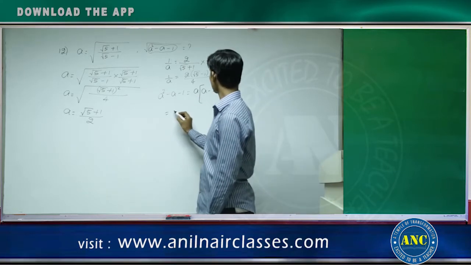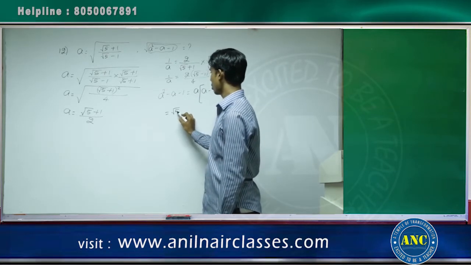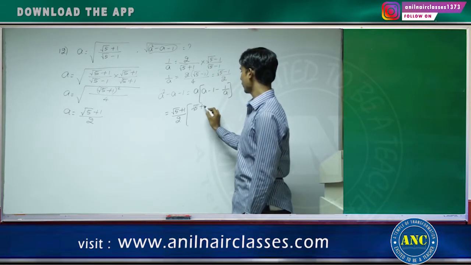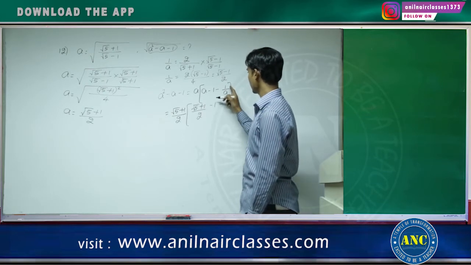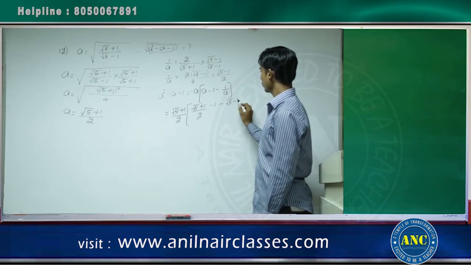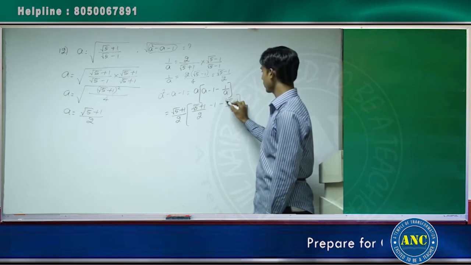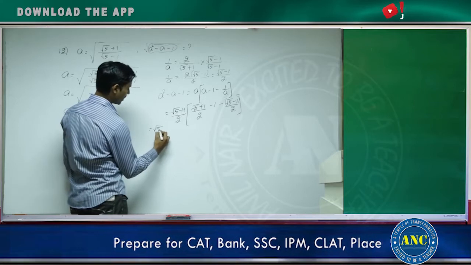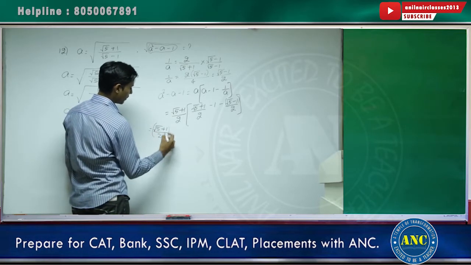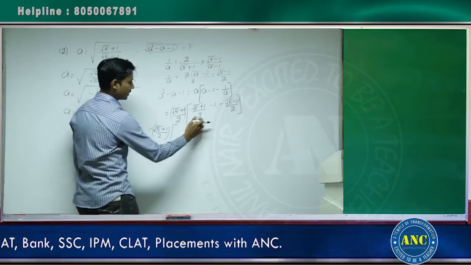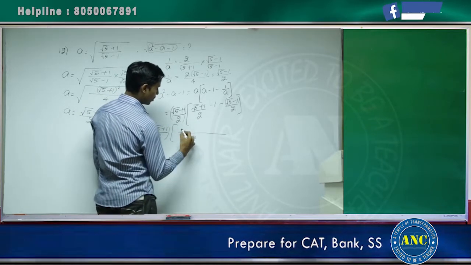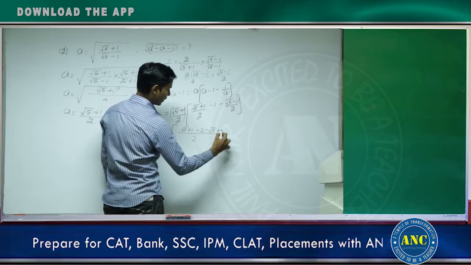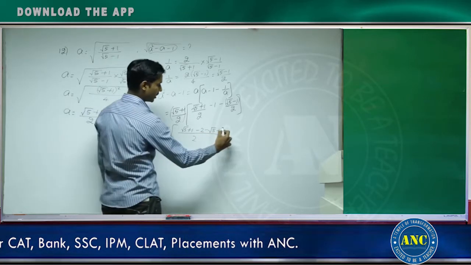Right? Now a is nothing but root 5 plus 1 by 2, into a is again nothing but root 5 plus 1 by 2 minus 1, minus 1 by a, which is nothing but root 5 minus 1 by 2. Take the LCM, simplify, you will get the answer. If I take the LCM as 2, this becomes root 5 plus 1 into root 5 plus 1 minus 2 minus root 5 plus 1, whole thing divided by 2.